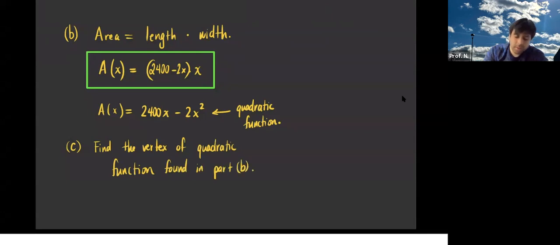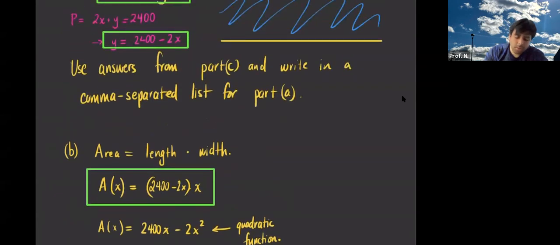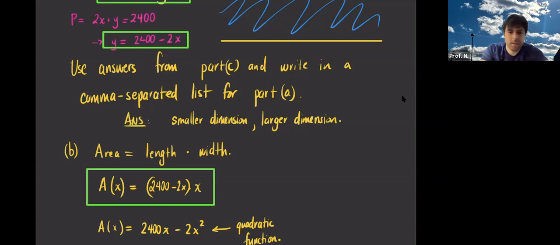And so whatever you get for part C, like I said again, just for the sake of WebAssign, you plug that in for part A. But in part A, you would say the smaller dimension, whatever that one is, comma, the larger dimension. So that's how they want it. You want the larger dimension as a second. So that would be the answer. That's how you plug in the answer for part A.